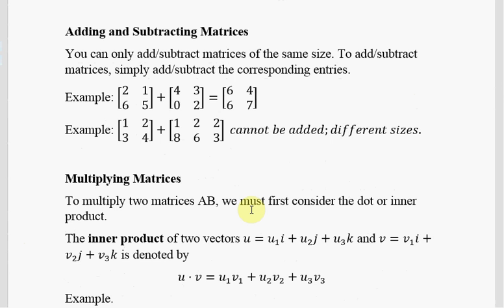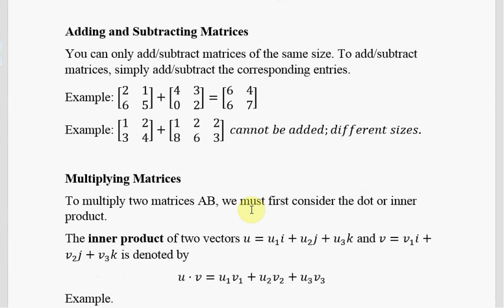We can talk about adding and subtracting matrices. Very simple, but here the key is, if you're going to add or subtract matrices, they have to be the same size, and then you just add or subtract the corresponding entries. No problem there. So the key is that you can only add or subtract matrices of the same size. In the first example, we add the corresponding entries and get another matrix of that same size. In the second example, the matrices have different sizes, so obviously you cannot add them.